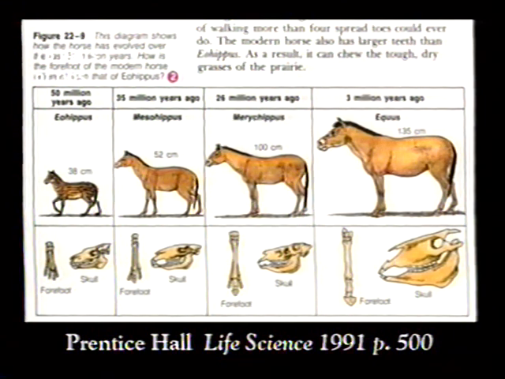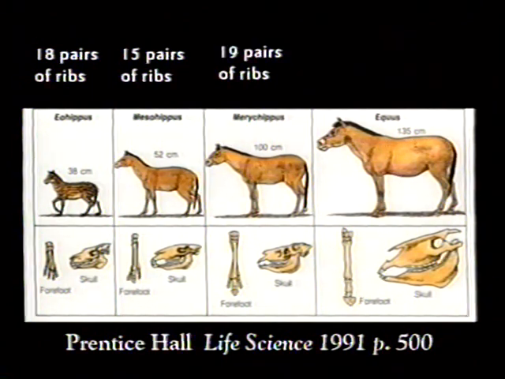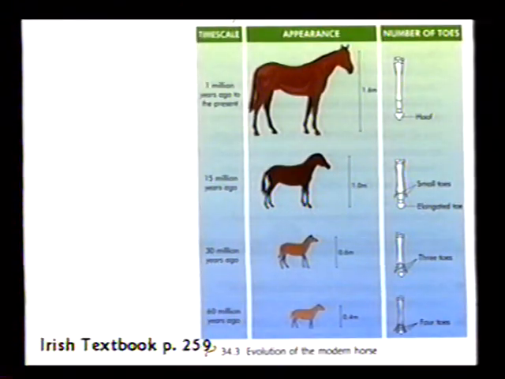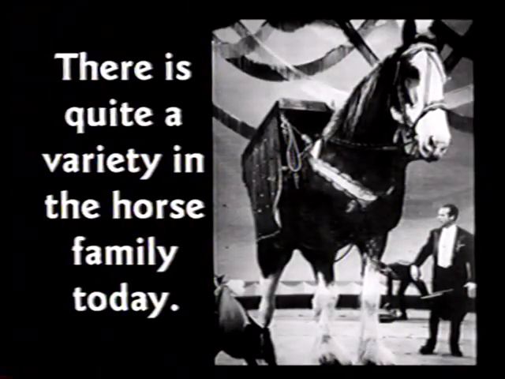It's a meat-eating animal about the size of a fox, and it's got sharp teeth. It is not related to a horse at all. It had 18 pairs of ribs. The next one has 15. The next one has 19, and then you go back to 18 pairs of ribs. Something is very different here. But they put this in the textbooks as if it is proven to be a fact, and it's not. By the way, there's quite a variety of horse sizes today, don't you know?